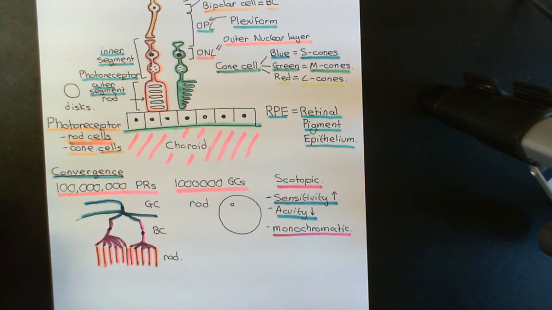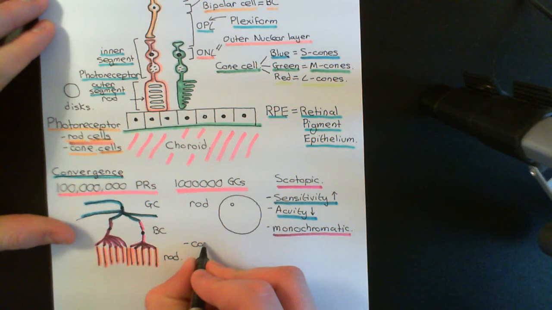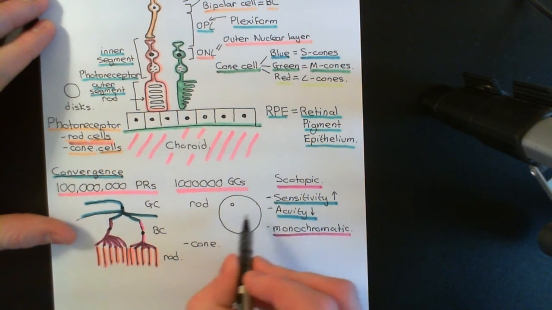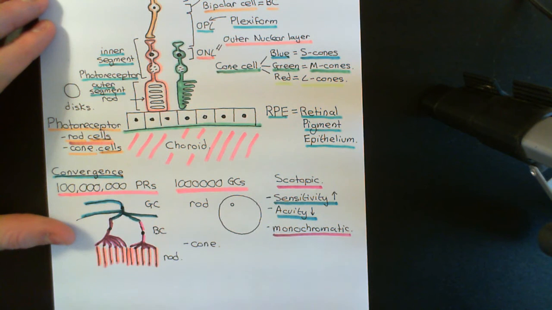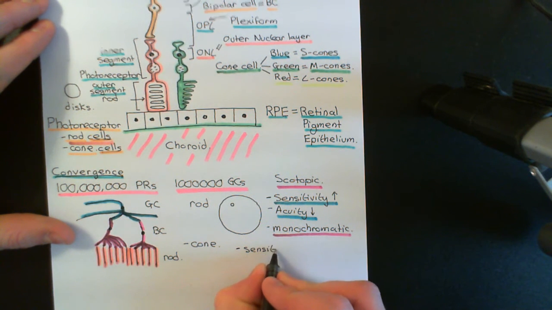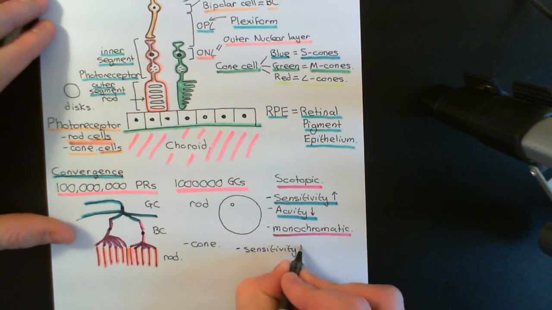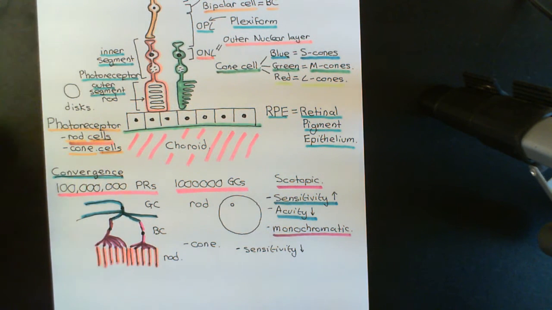In contrast, in the cone system we have much lower convergence, so we have far fewer cones of a certain type converging onto a single ganglion cell. What does that mean? That means that the sensitivity is much lower, okay? Because now, in order to get an electrical signal propagating up that ganglion cell, we have to be getting light hitting a much smaller number of photoreceptors, which will therefore require more intense light. Okay, so that's why the cone system is far less sensitive.